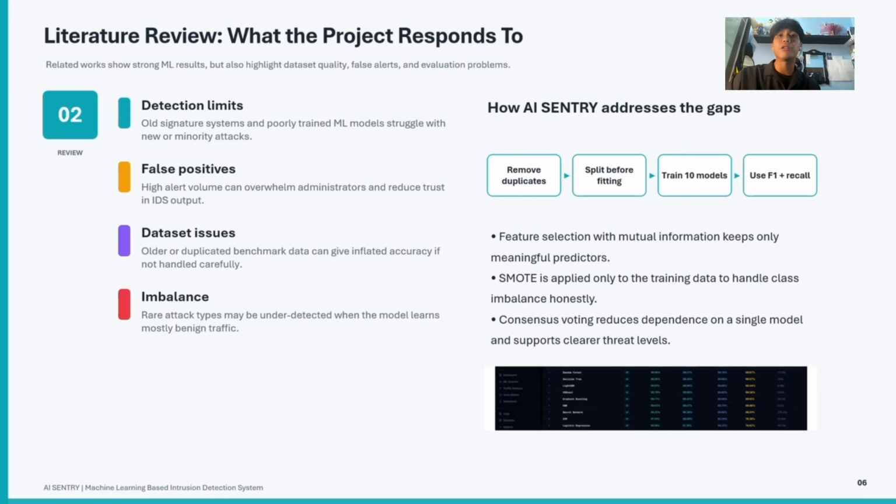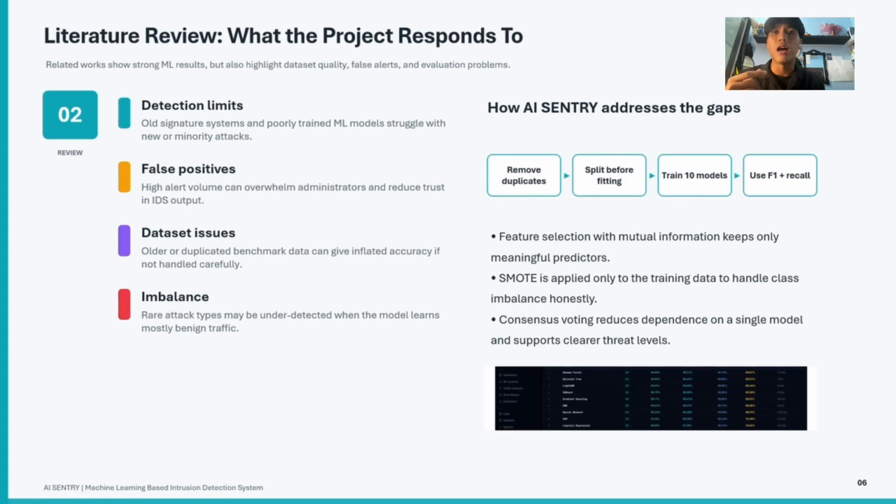Based on the literature review, machine learning can achieve strong performance for intrusion detection. However, several important problems are still found in the previous studies. The first issue is the detection limitation. Traditional signature systems cannot easily detect zero-day or modified attacks. Machine learning models can also perform poorly when minority attack classes are not properly represented. The second issue is false positives. A high number of false positives can overwhelm administrators and reduce their trust in the system.